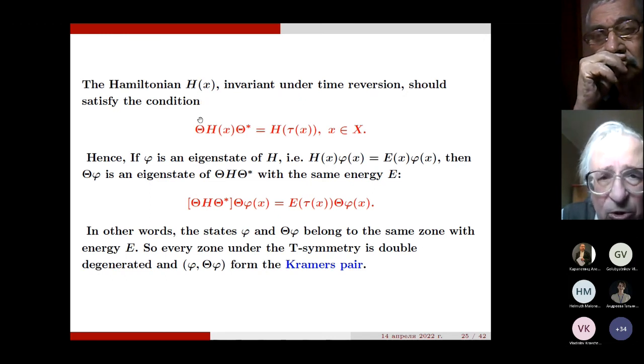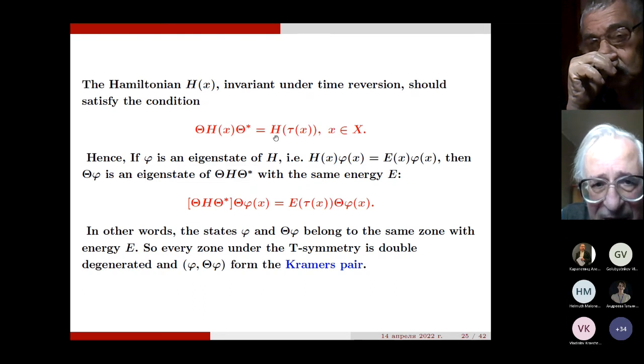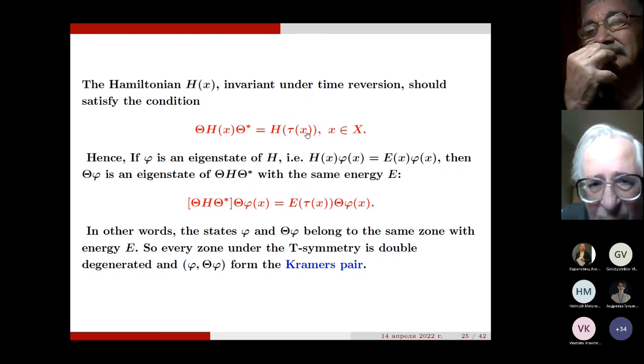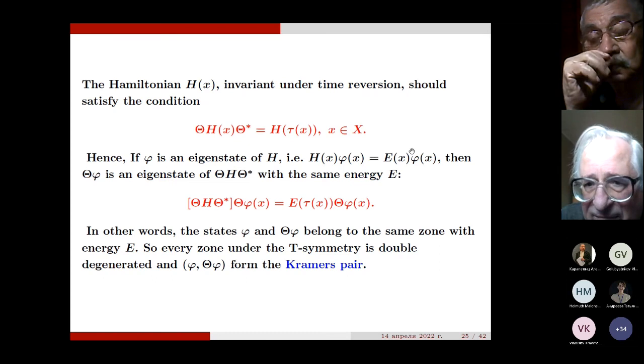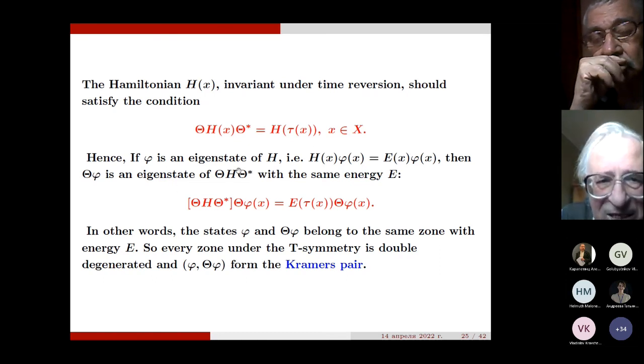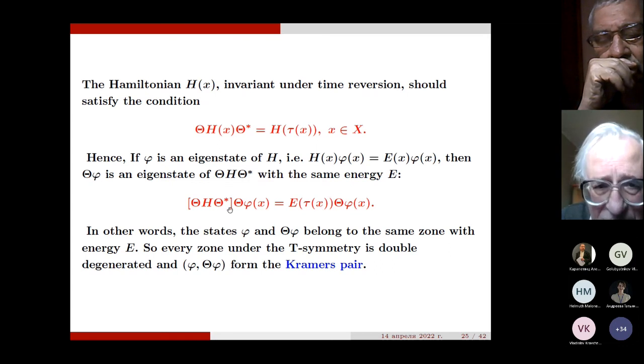It should satisfy the following condition. So you see, if we conjugate with this theta, then we get H, but at another point, tau of x. Hence, if phi is an eigenstate of H, that is, we have the following condition, then theta phi is an eigenstate of theta H theta star with the same energy E. So the energy is the same. We just move the point x.